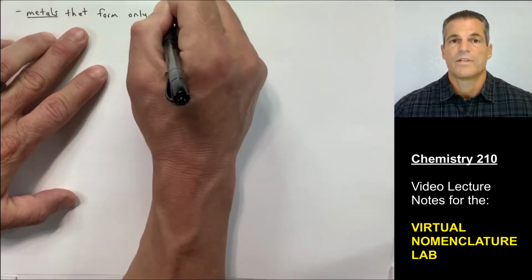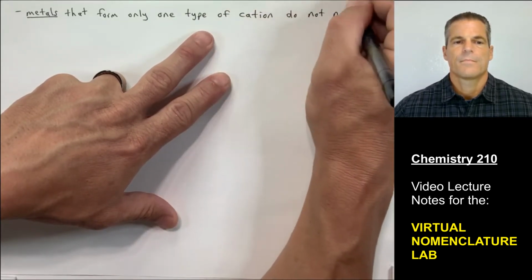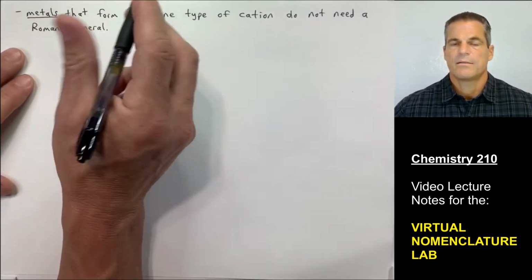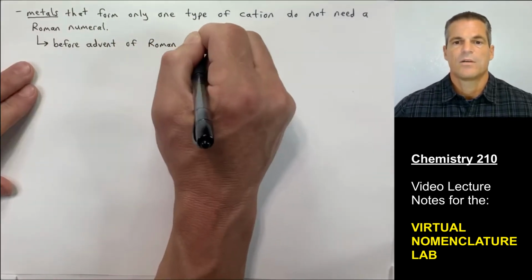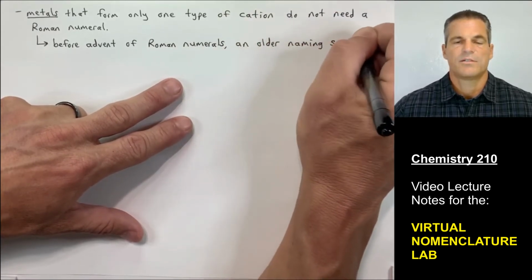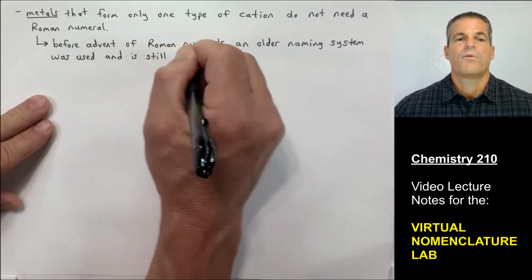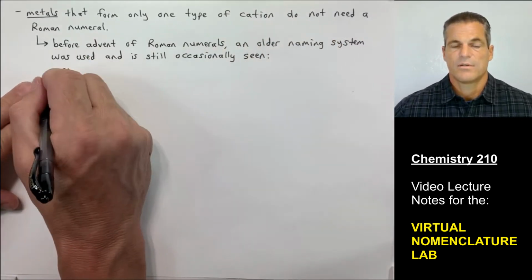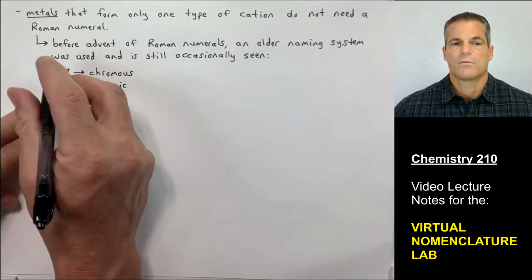So we use Roman numerals nowadays. But metals that form only one type of cation, for example, group 1, Na+, Li+, K+, we don't need to use a Roman numeral for those because the charge is already understood. That's the only charge it can have. So nowadays we use Roman numerals, but before the advent of Roman numerals, an older naming system was used, and it's still kind of seen today. So it's best if we just go over it real quick.